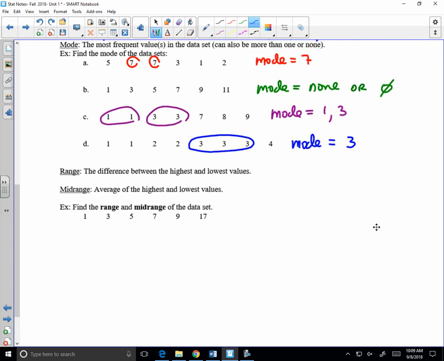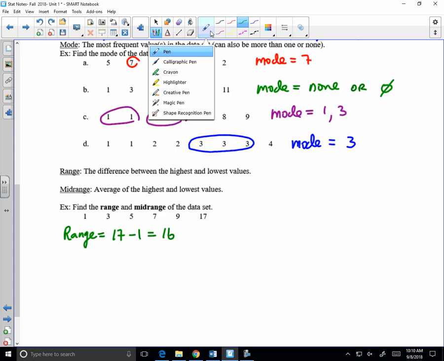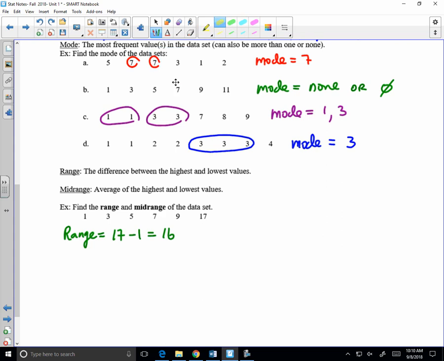The range. The difference between the highest and lowest values in a data set. Pretty straightforward. So in the example, the range, difference again means subtraction. So 17 minus 1, 16. Put a little highlight on mid-range. I'm emphasizing that one. So emphasize that in your own way. Put a star, circle it, whatever.